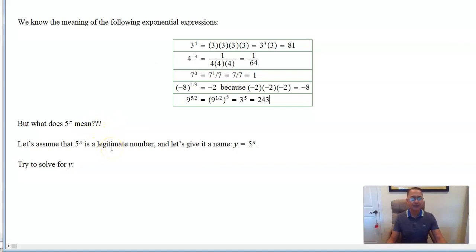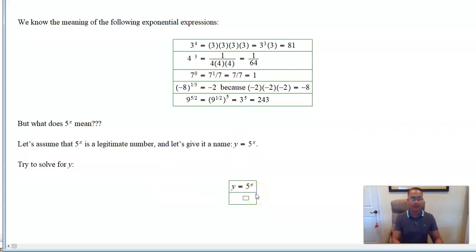As a first step, let's assume that it is a number. That's actually a very big assumption. Why should that expression even make any sense? In a minute, of course, we will see that we can make it make sense. So let's give it a name. Let's say that y equals 5 to the power pi, and let's try to solve for y.